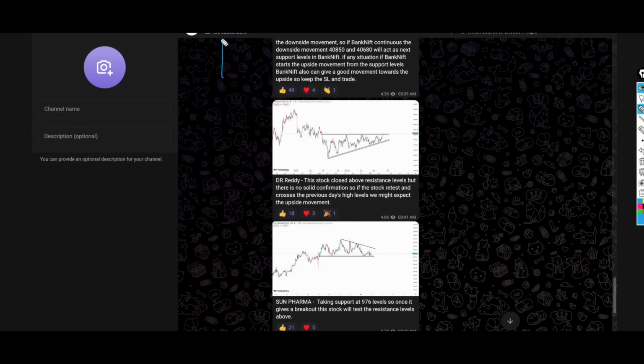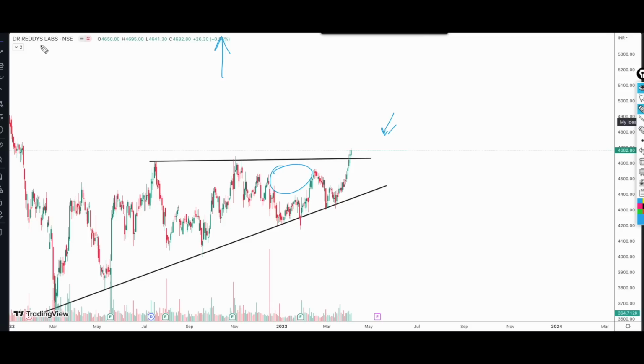Now traders, if you check my free Telegram channel, today we shared this setup of Dr. Reddy, where we said there's a possibility of the market moving towards the upside. Now if you open the Dr. Reddy chart, you can see this breakout sustained. Today this stock made a movement of 55 points. How many people made use of this?